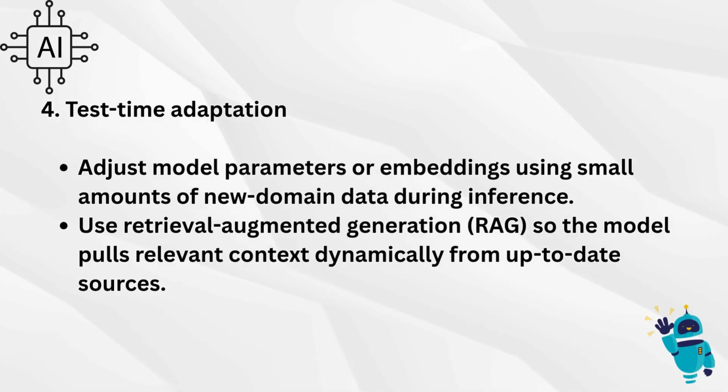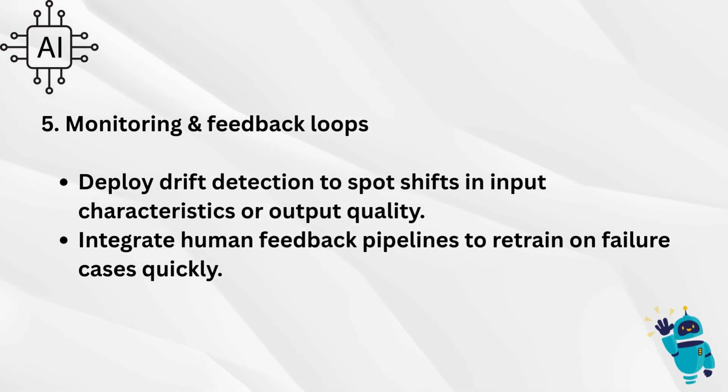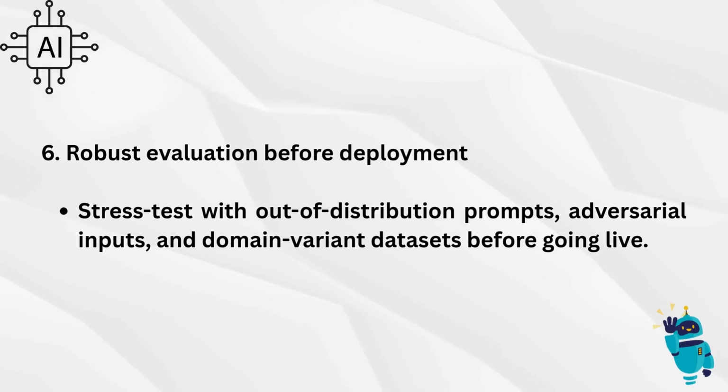4th, test time adaptation. Adjust model parameters or embeddings using small amounts of new domain data during inference. Use retrieval augmented generation, RAG, so the model pulls relevant context dynamically from up-to-date sources. 5. Monitoring and feedback loops. Deploy drift detection to spot shifts in input characteristics or output quality. Integrate human feedback pipelines to retrain on failure cases quickly.